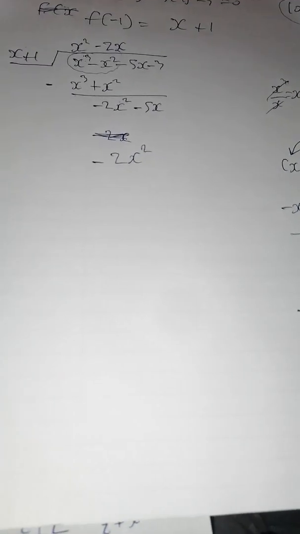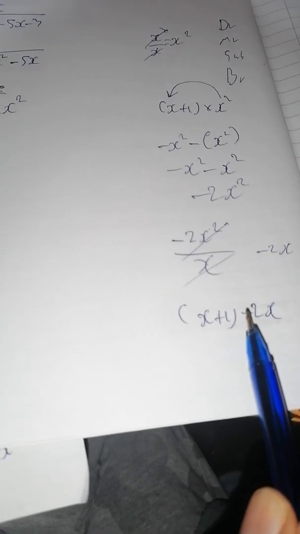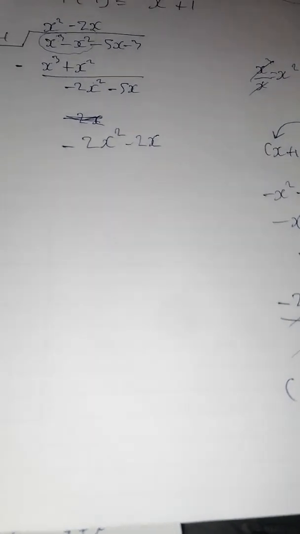Now if we say x multiplied by negative 2x, we're going to get negative 2x squared. And then we say negative 2x multiplied by 1. What is it? It's negative 2x. Remember, we are dealing with this. We were multiplying, and then this is what we got. After multiplying, then we subtract. Okay, we subtract. Remember, we are still having negative here.